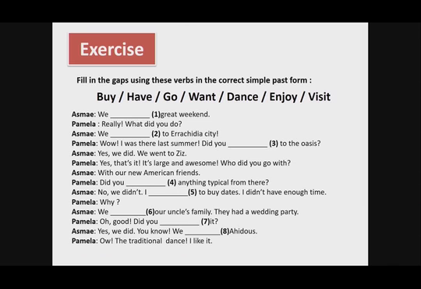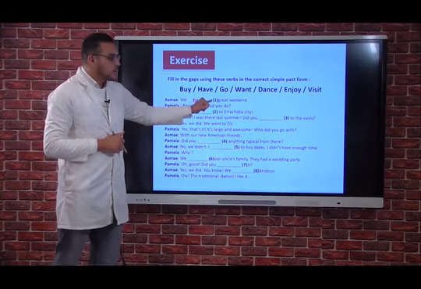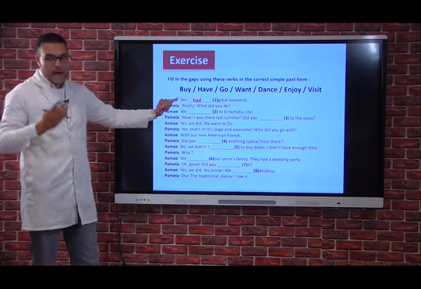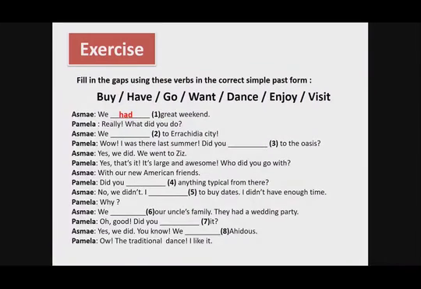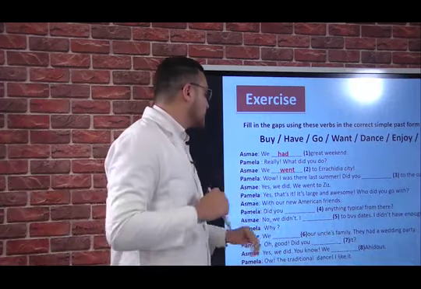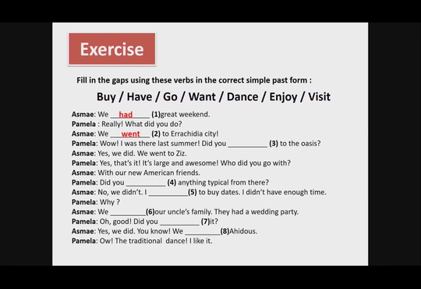In the first one, Asma said we, and here we are going to use the verb to have. So, we had a great weekend. Pamela said, really? What did you do? Number 2, we went to Rashidia city. So it's the verb to go in the simple past. We went to Rashidia city. Pamela said, wow, I was there last summer. Another time expression: I was there last summer.